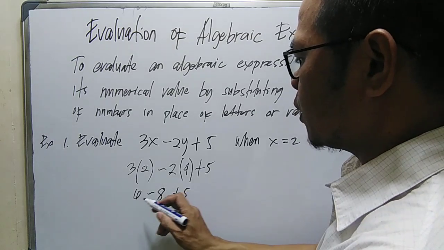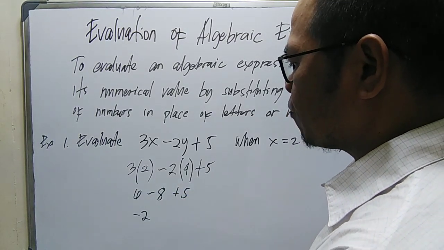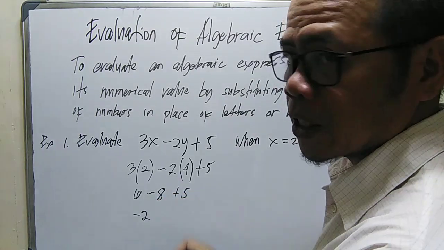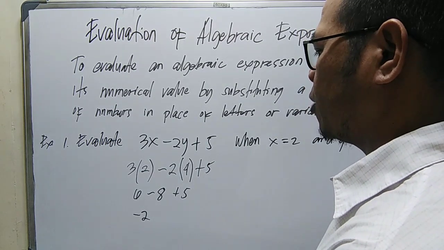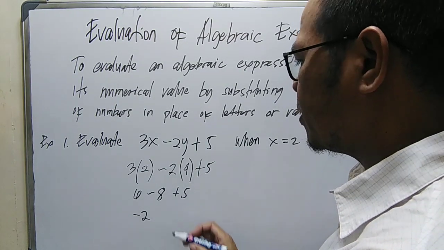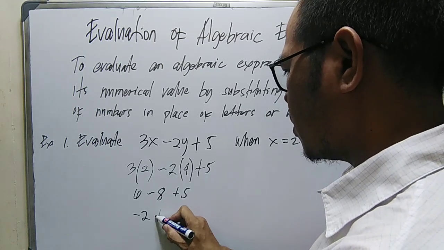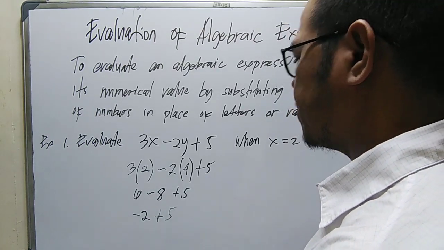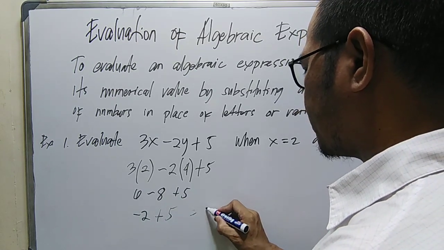Okay. So, 6 minus 8 is negative 2. Bakit negative 2? Mas malaki yung 8 kumpara sa 6, di ba? So, ano yung sign ng 8? Yun ang kopyahin natin. We have to copy the sign of the bigger number. Okay? So, negative 2 then plus 5. Kopyahin natin si plus 5. So, negative 2 plus 5, that is equal to positive 3.